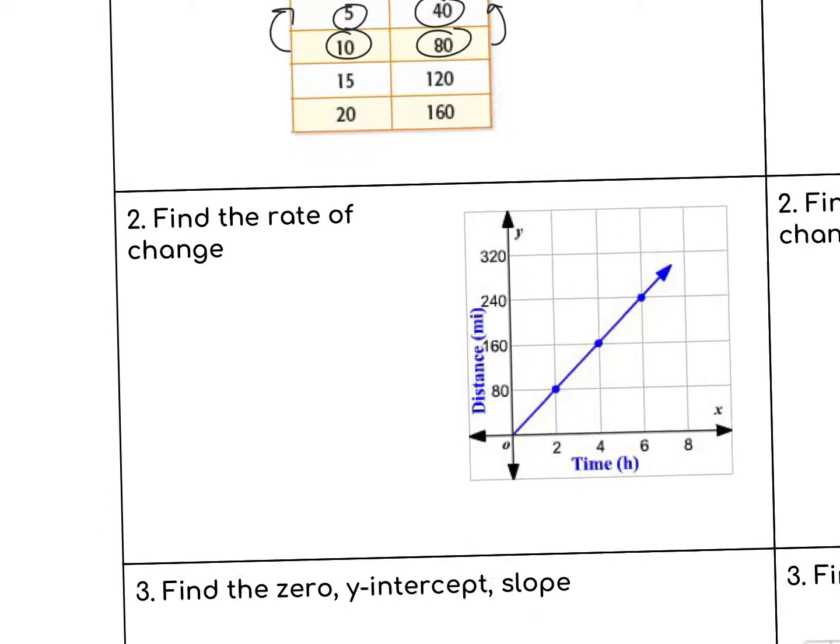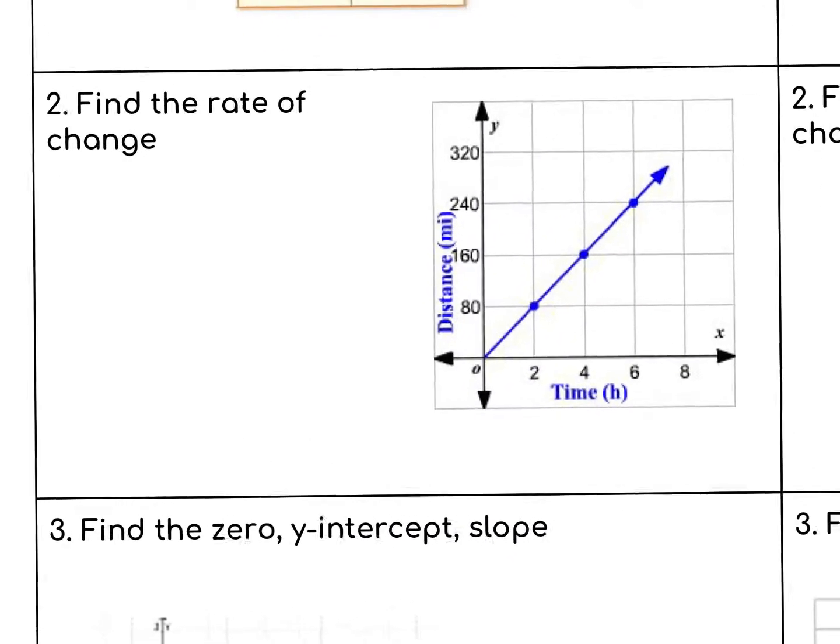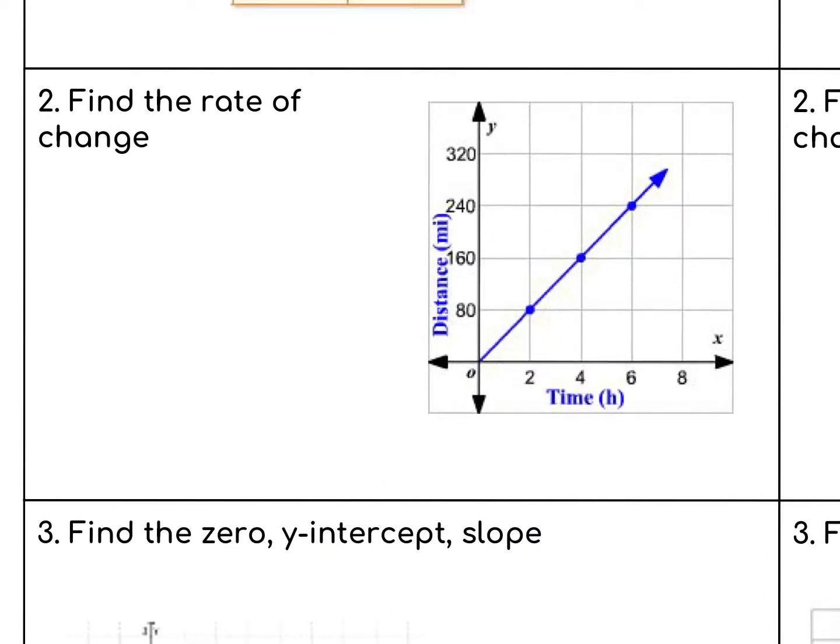The next problem, number 2, is to find the rate of change from a graph. Remember what I taught you about choosing points that touch, say, at the origin right here, or touch perfectly at the grid lines, in between each of the grid lines, or if it touches either the y-axis or the x-axis, those are perfect points.